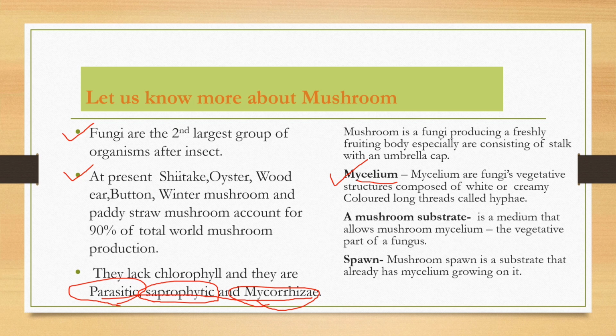Now we see mushroom substrate. It is a medium that allows mushroom mycelium, the vegetative part of the fungus, consisting of a mass of branching threads called hyphae, to develop and establish itself. The substrate offers the nutrition, moisture and energy that mushroom requires to grow. And now comes the spawn. Mushroom spawn is a substrate that already has mycelium growing on it.